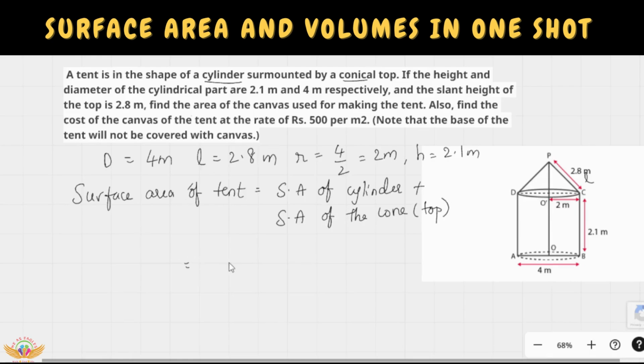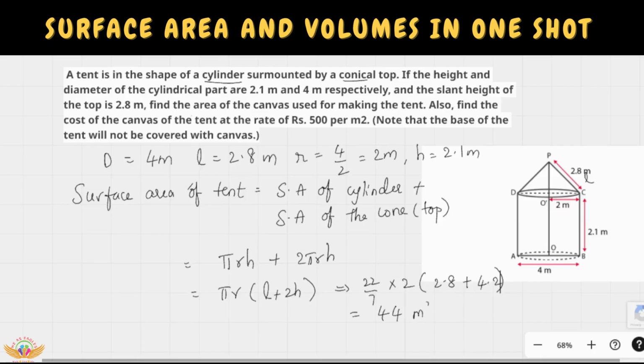So pi r l is the surface area of the cone and 2 pi r h is the surface area of the cylinder. Take pi r common: pi r (l + 2h). By substituting the values, we get 22 by 7 into 2 into (2.8 plus 2 into 2.1, that is 4.2). Solve this and we will get approximately 44 meters square.